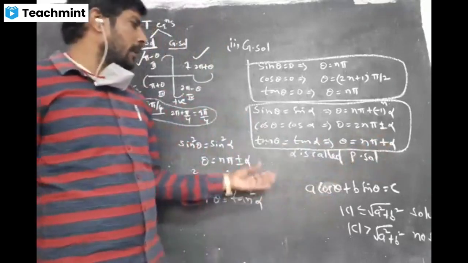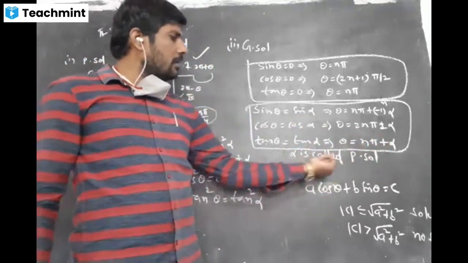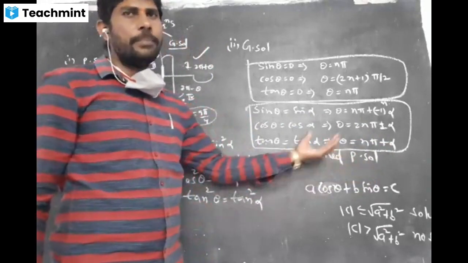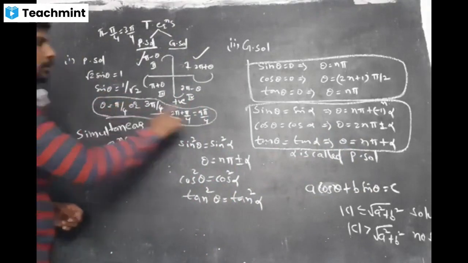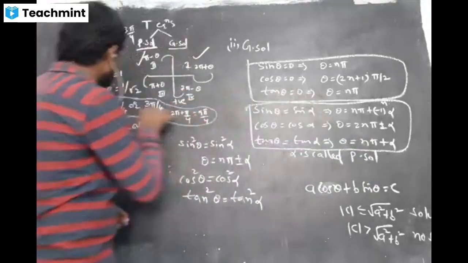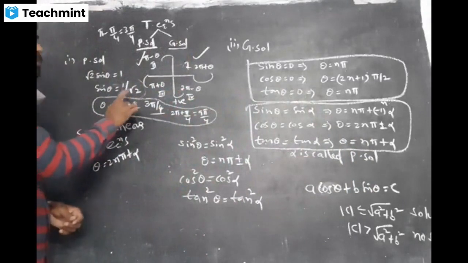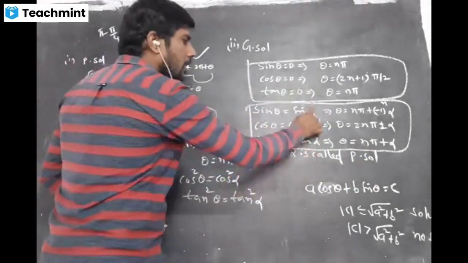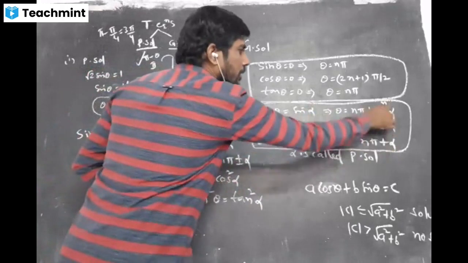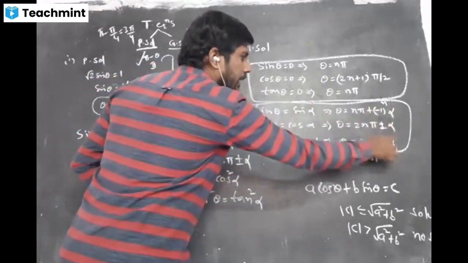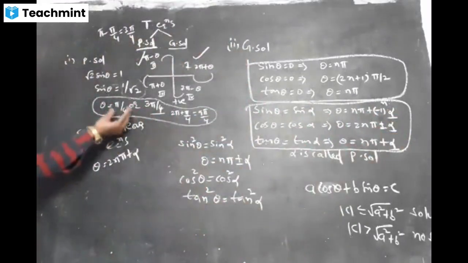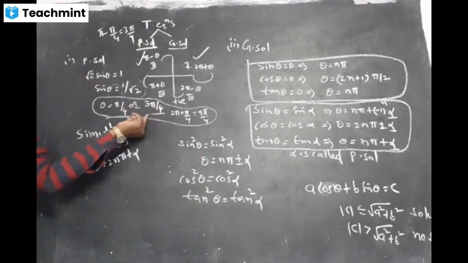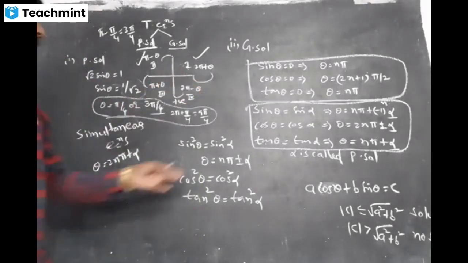Here this alpha is called the principal solution. That means, observe here, sin theta is equal to 1 by root 2, and that value is called a principal solution. So the general solution is always depending on the principal solution, that means alpha. The principal solution is not depending on the general solution. That is the difference between principal solution and general solution.